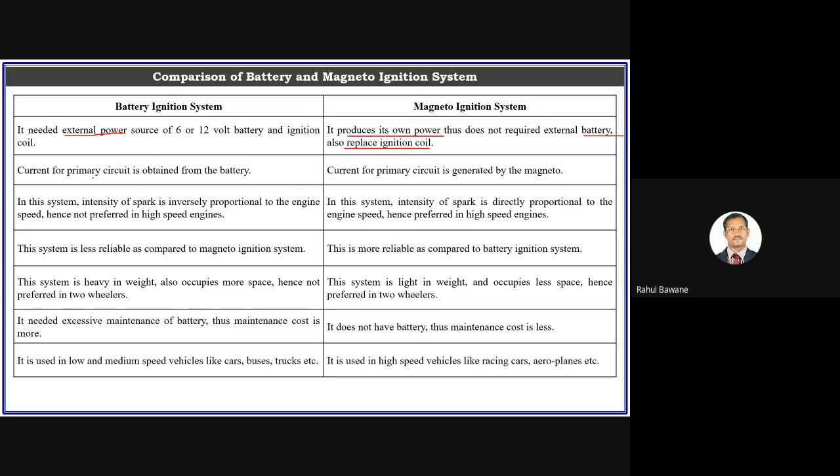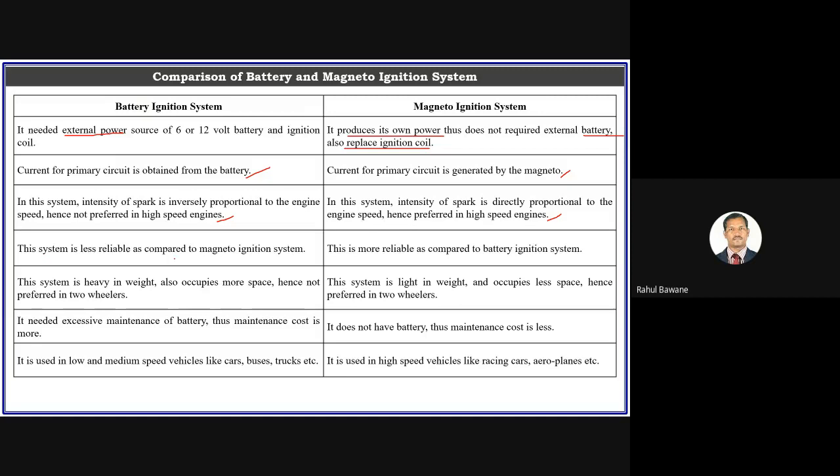Now, the current for the primary circuit is obtained from the battery in the battery ignition system, but the current for the primary circuit is generated itself by the magneto. In this system, the intensity of spark is inversely proportional to the engine speed. That means when the engine speed is high, your spark voltage intensity drops. But in the magneto system, with a high speed of engine, we obtain a high voltage intensity.